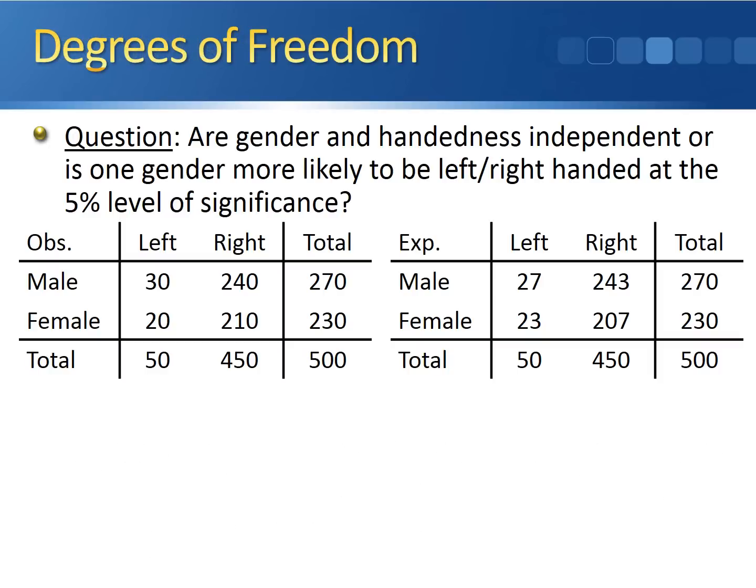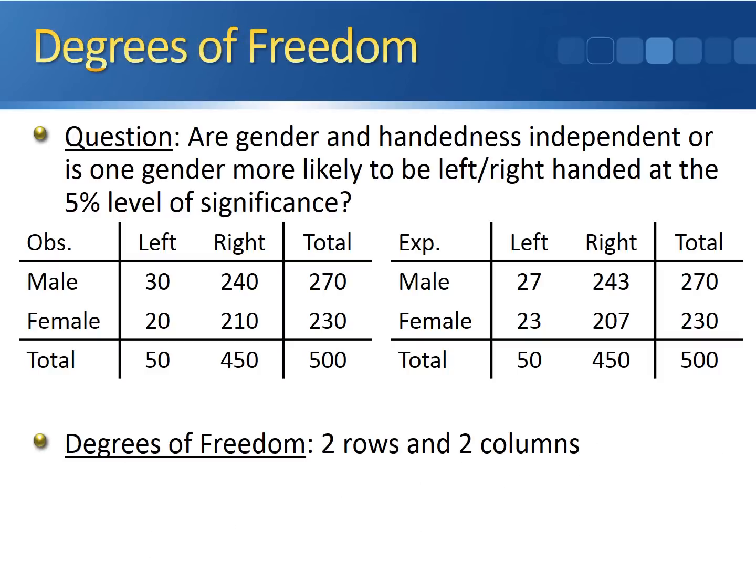The last thing that we need to calculate from these tables are the degrees of freedom. Notice that we have 2 categories for gender, so we have 2 rows. We also have 2 categories for handedness, so we have 2 columns. This tells us that the degrees of freedom is going to be 2 minus 1 times 2 minus 1, which is 1 degree of freedom.